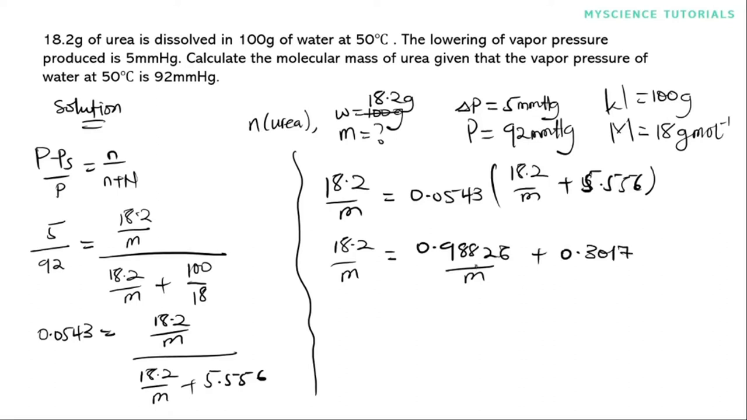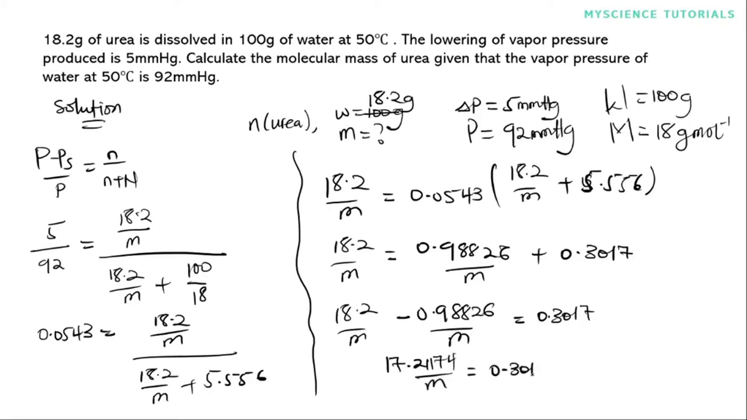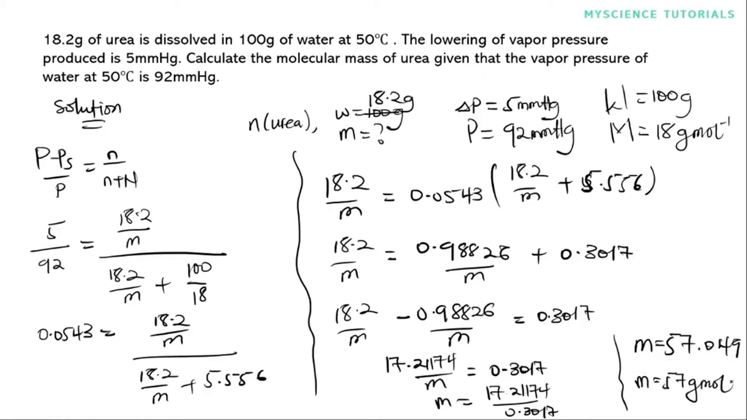0.3017. So we send this to the other side of the equal to sign, so we have 18.2 on m minus 0.98826 on m to be equal to 0.3017. Because they have the same denominator, we just subtract the numerators, and if we do that, we get 17.21174 on m to be equal to 0.3017. So from here, our value of m is 17.21174 divided by 0.3017, and if we punch this into the calculator, we get 57.049. So it means the molar mass of urea is approximately 57 gram per mole.